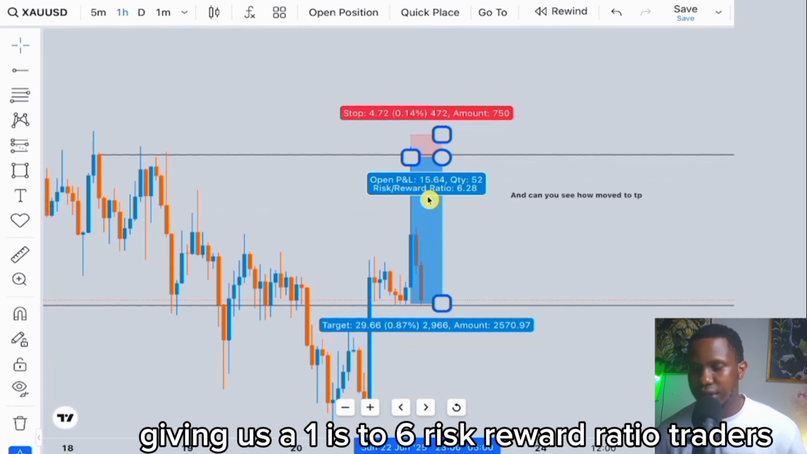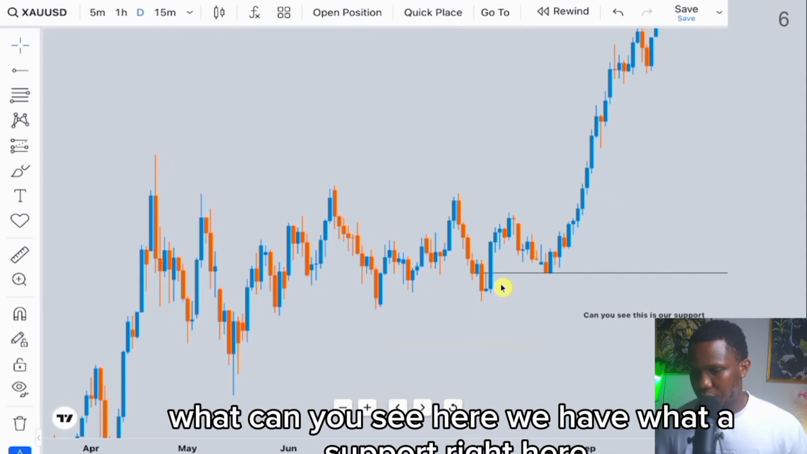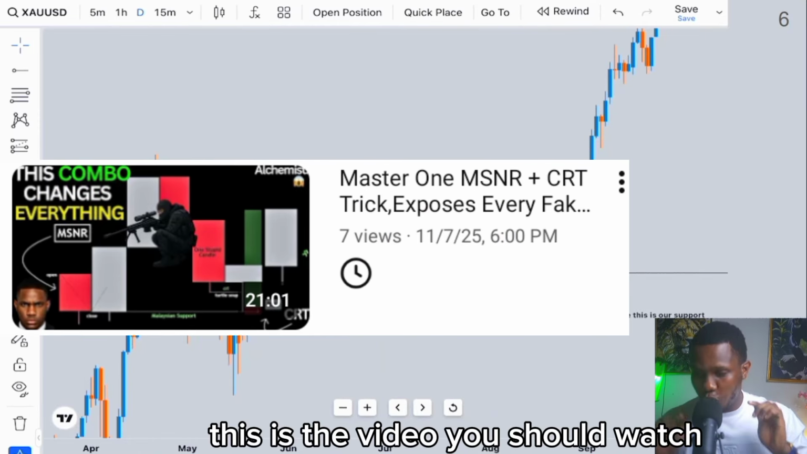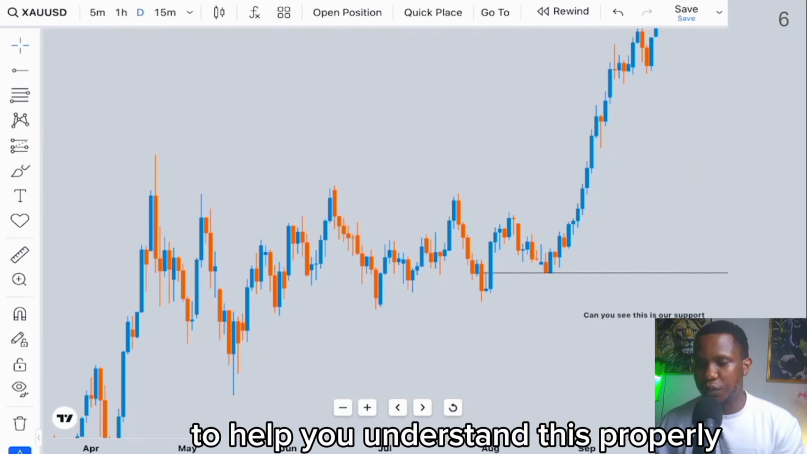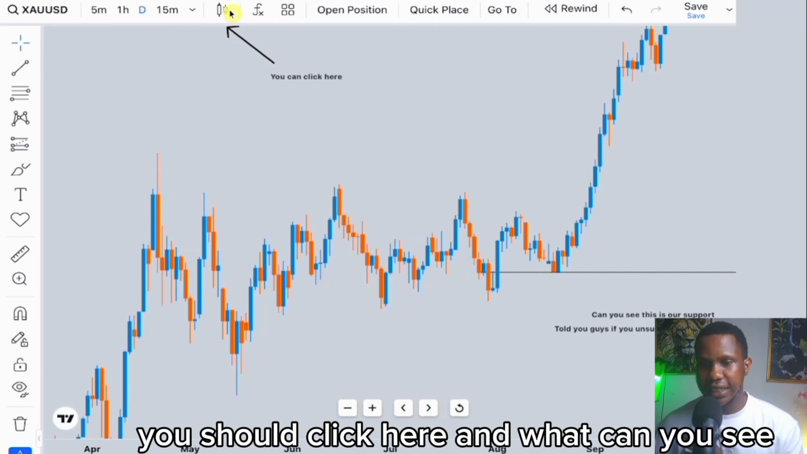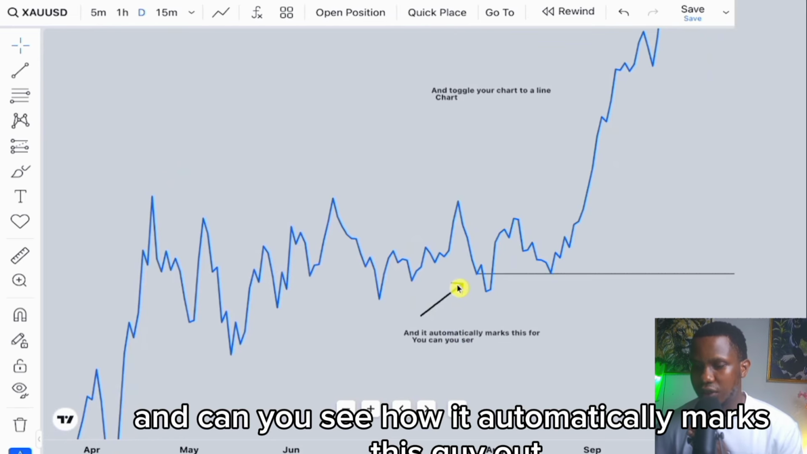Giving us a 1:6 risk reward ratio, traders. Let's take another example. What can you see here? We have a support right here. If you don't know how to mark all this out, this is the video you should watch to help you understand this properly. I told you guys that if you're unsure of this support, you should click here, toggle it to a line chart, and can you see how it automatically marks this out for you?